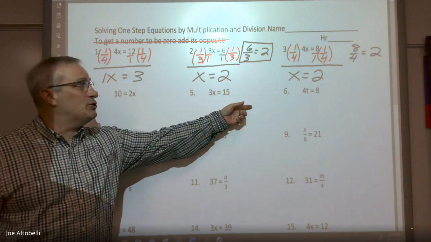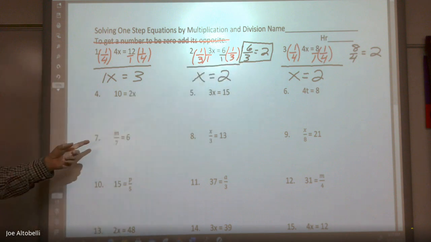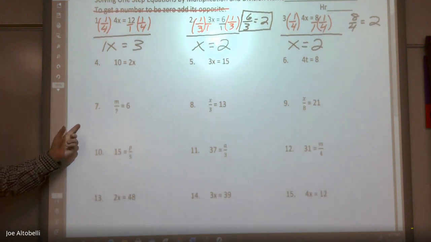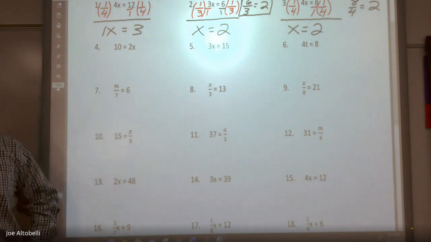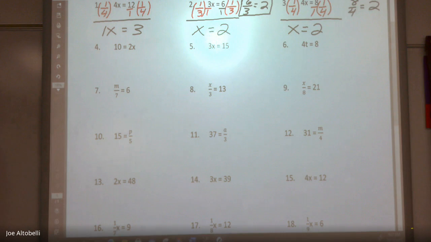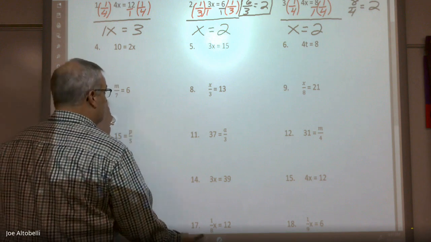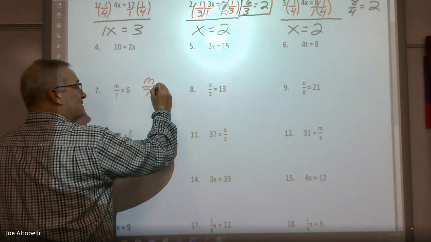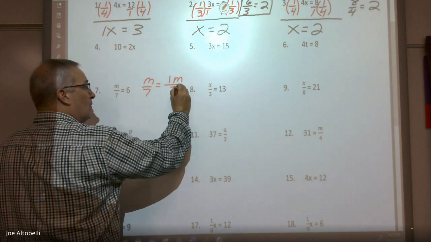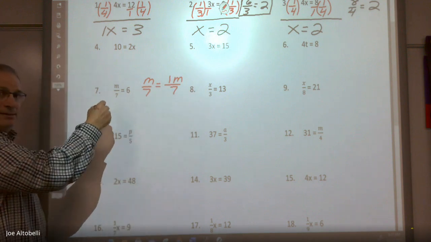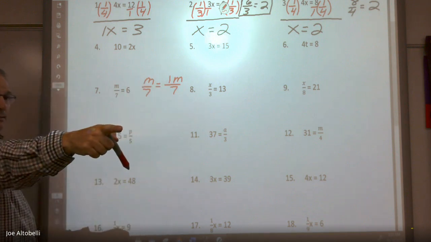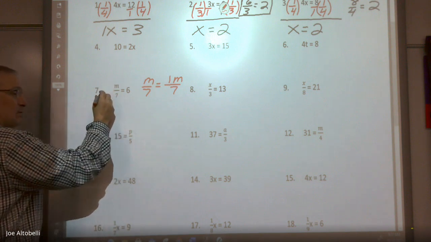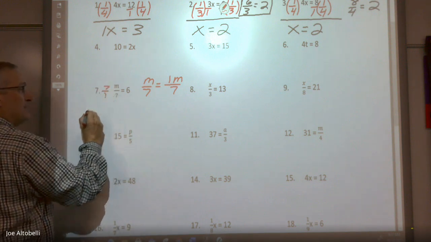Now, 4, 5, and 6 are just like 1, 2, and 3. So we're going to skip down to number 7, because the layout's a little different. On number 7, what do you think I'm going to multiply by? Right now this is m over 7. That's the same as 1m over 7. Remember, x is the same as 1x. So I have 1/7. What am I going to multiply by? 7 over 1. Yeah, I'm going to multiply by 7 over 1.